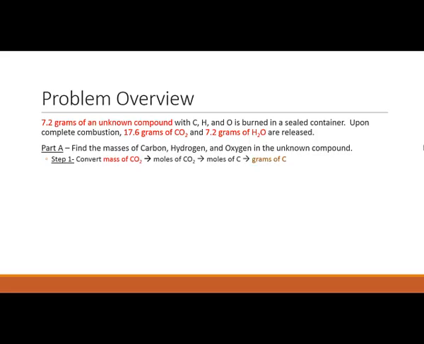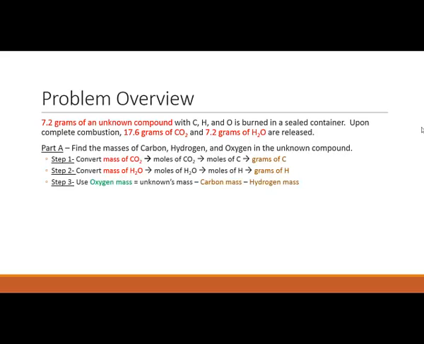In Part A, our first step is to convert the mass of CO2 into moles of CO2, and use that to find moles of carbon and grams of carbon. For step 2, we'll repeat the process for water in order to find moles of hydrogen and grams of hydrogen. In our third step, we'll use the original mass minus the masses we just found to find the mass of oxygen. Once we have the masses, we'll move on to Part B.